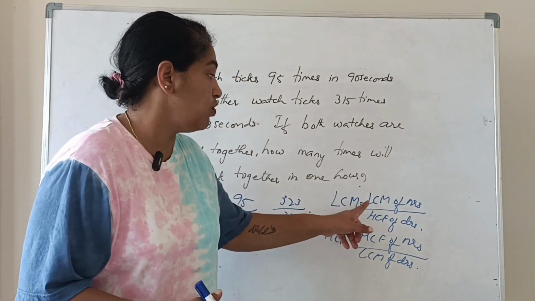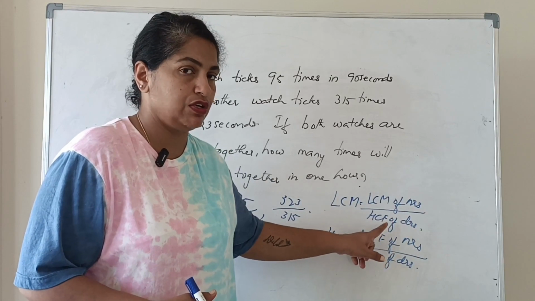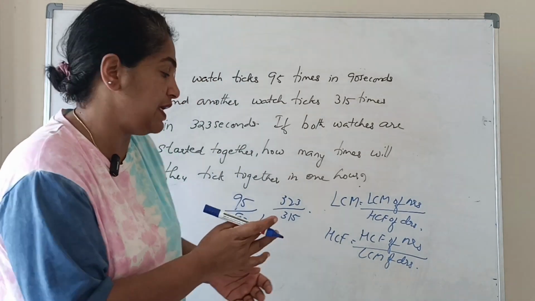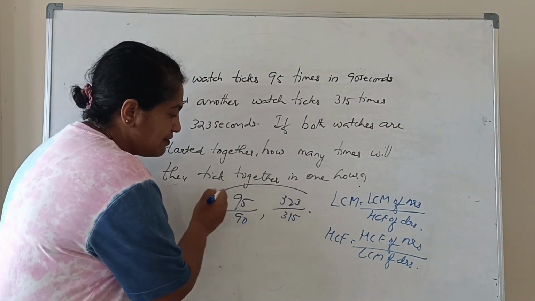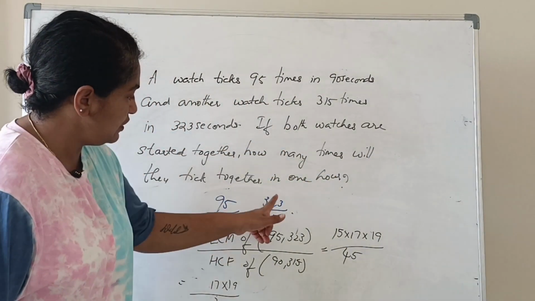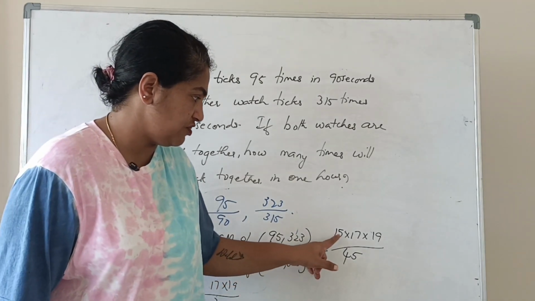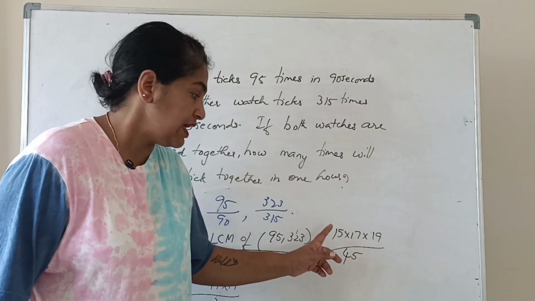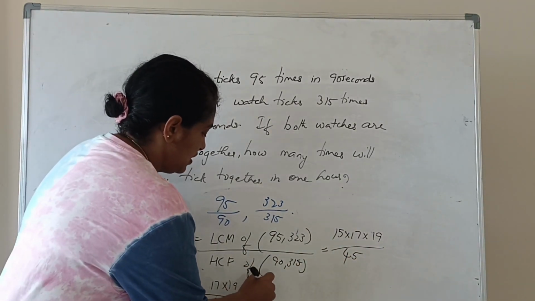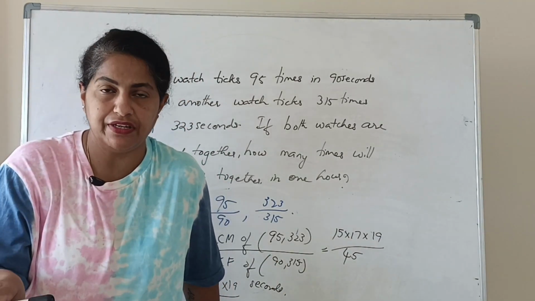Okay, what we need to find goes on the numerator. If it is LCM, LCM of numerators by HCF of denominators. If you are trying to find the HCF, it is HCF of numerators by LCM of denominators. So let us see what we are getting as the LCM of these two numbers. So LCM of these two numbers is LCM of the numerators by HCF of the denominators. I did prime factorization and finally this is what I am getting. I have cancelled 15 and 45 and this is what I am getting. So after this many seconds, each watch will tick simultaneously.